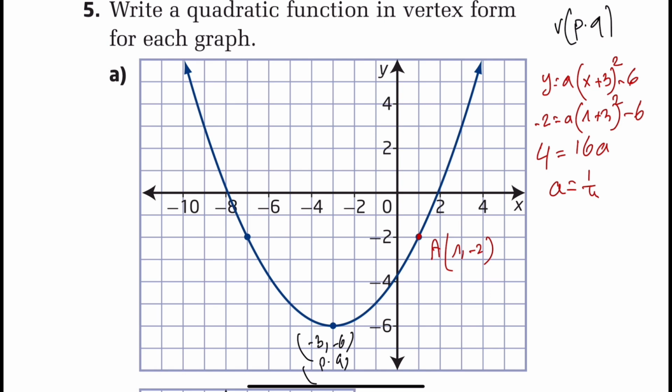Then the final answer is y is equal to 1 over 4, which actually makes sense because my parabola is looking upward and my a is positive, times (x plus 3) squared minus 6, which is our final answer.